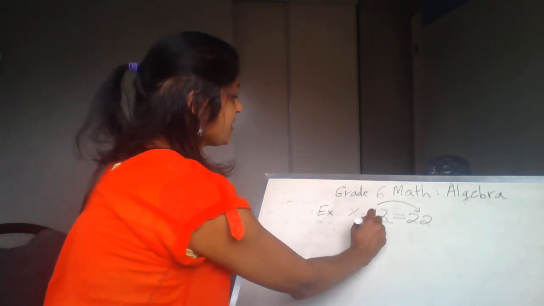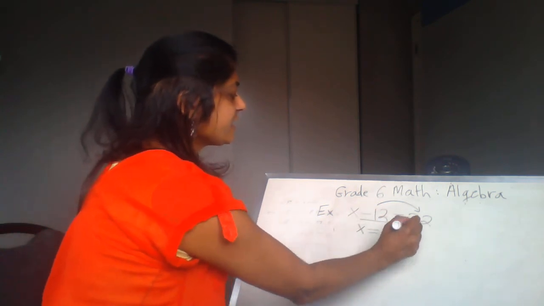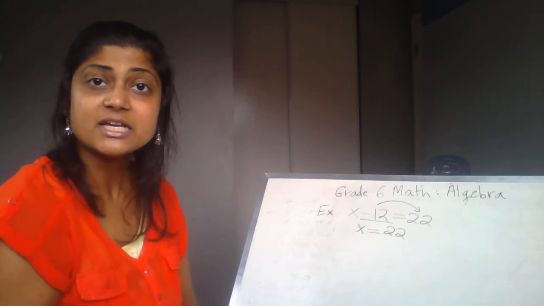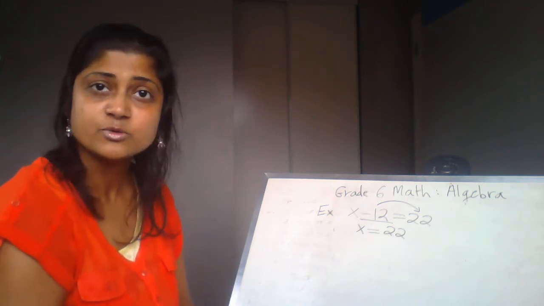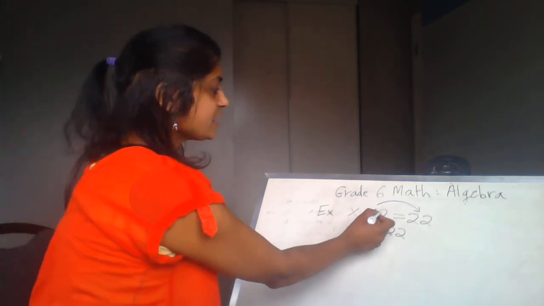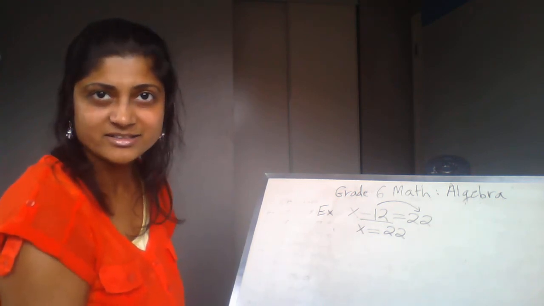So we're going to put x equals. On the other side, I already have 22. So keep that the same. I'm not moving the 22 anywhere. I'm only moving the negative 12 to the opposite side.